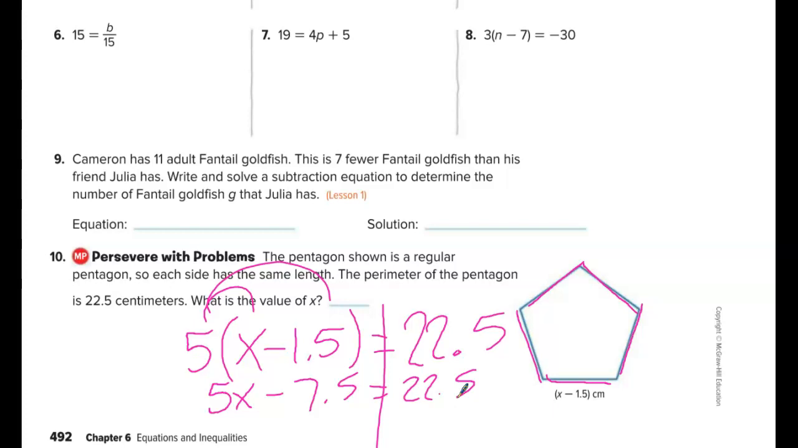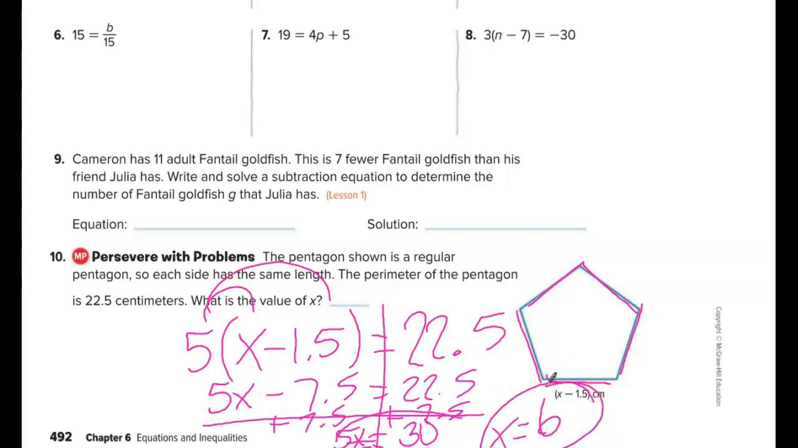Add 7.5. So I'd get 5x equals 22.5 plus 7.5 is 30. Sorry, I'm not done yet. What's the last thing I have to do? Divide 30 by 5. Divide by 5, divide by 5, so x equals 6. I'm going to circle that problem. Okay, questions on that?